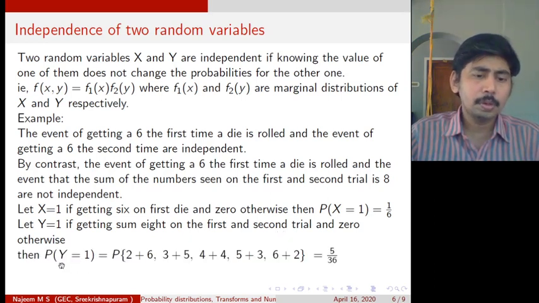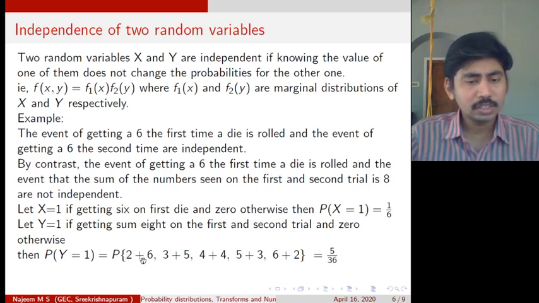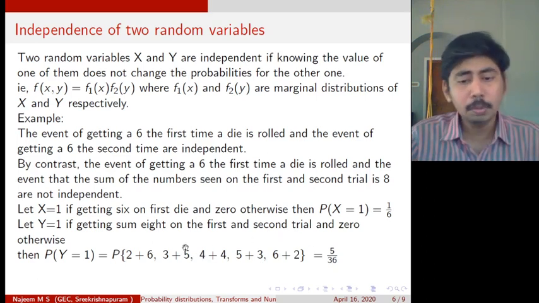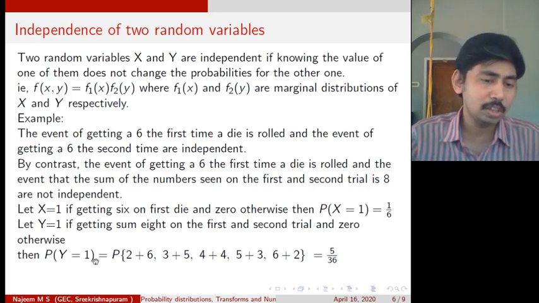Now the probability of y equal to 1 means the sum of two dice should be 8. So if the outcome of the first die is 2, then the second die should show a 6 in order to get 8. So 2 plus 6 is a success, 3 plus 5 is a success, 4 plus 4 is a success, 5 plus 3 is 8, that is a success, and 6 plus 2 is also a success. These are success events. All other events, like 2 plus 1 equal to 3, are a failure, because the sum should be 8, then only y equal to 1.